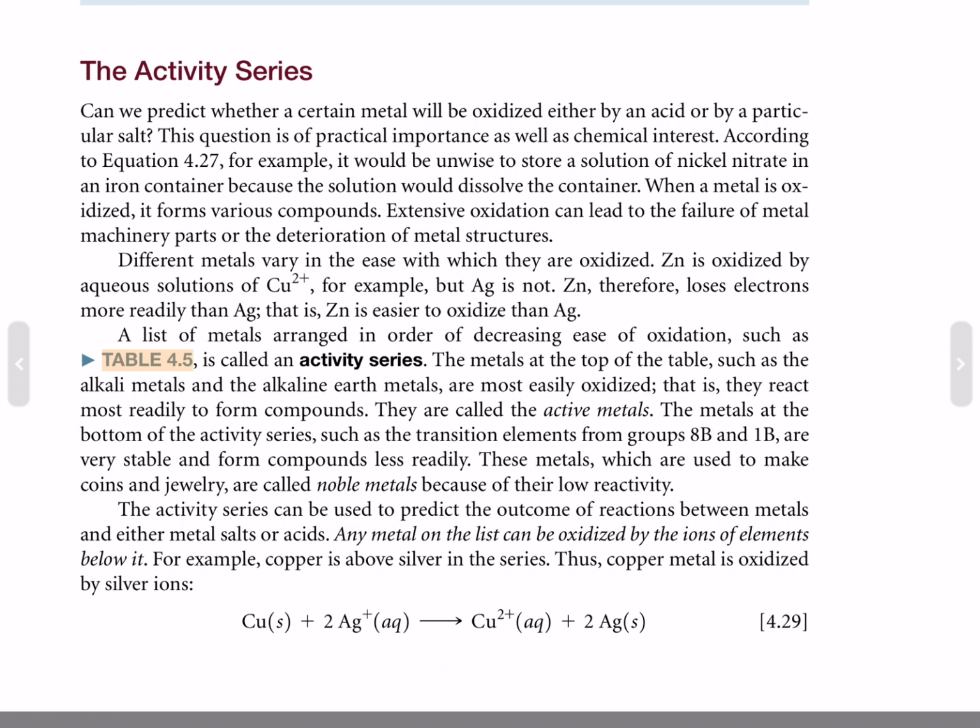The activity series can be used to predict the outcome of reactions between metals and either a metal salt or an acid. Any metal on the list can be oxidized by the ions of the metal below it. For example, copper is above silver in the series, thus copper metal is oxidized by silver ions.